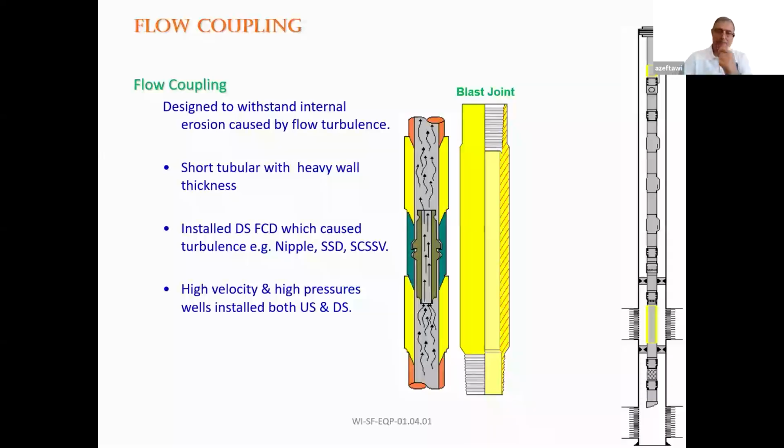So what we do, if you look here, this is the device, whatever device we add to the completion. Below that, we put this yellow part, which is the flow coupling. It has the same ID as the tubing. The production tubing is this brown or pink color. So it has the same ID, as you notice, but thicker wall thickness. Because actually, the flow while coming out of the formation all the way up is what we call laminar flow.